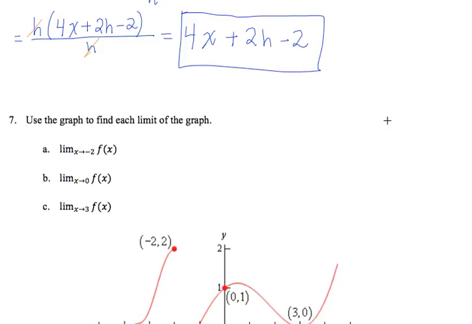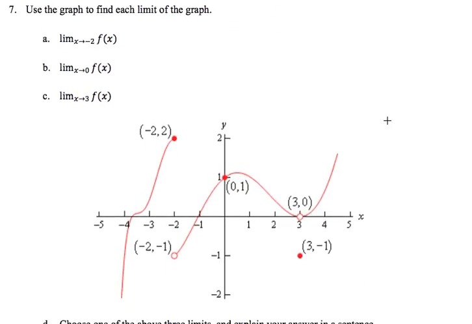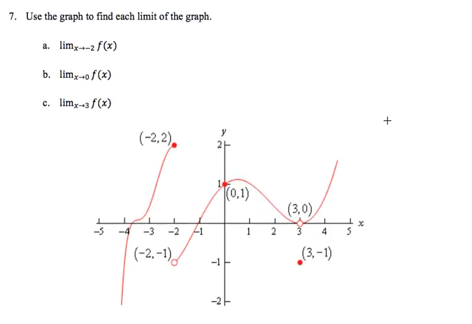Okay. And this next problem, we have a graph here. We want to use this graph to find each of these limits. We're going to start with the limit as x approaches negative 2. So if you look at x equals negative 2 right here, on the left side of negative 2, the y values approach positive 2 right there. But on the right, so the limit from the right, those y values approach negative 1. So that limit is undefined or does not exist.